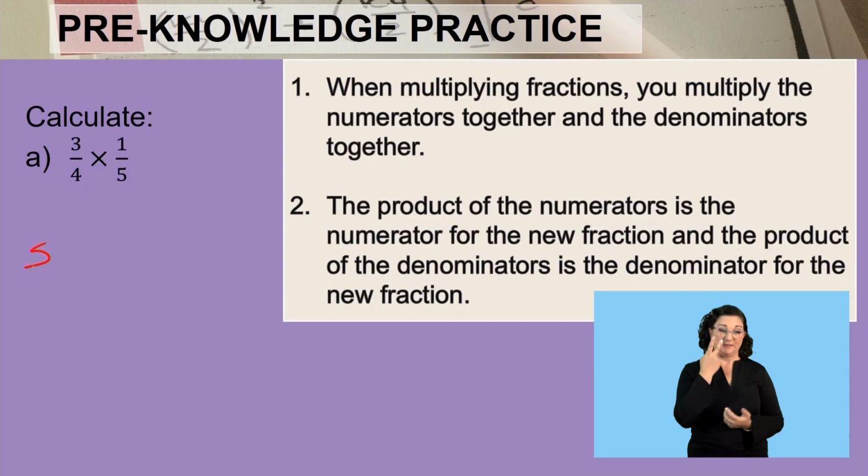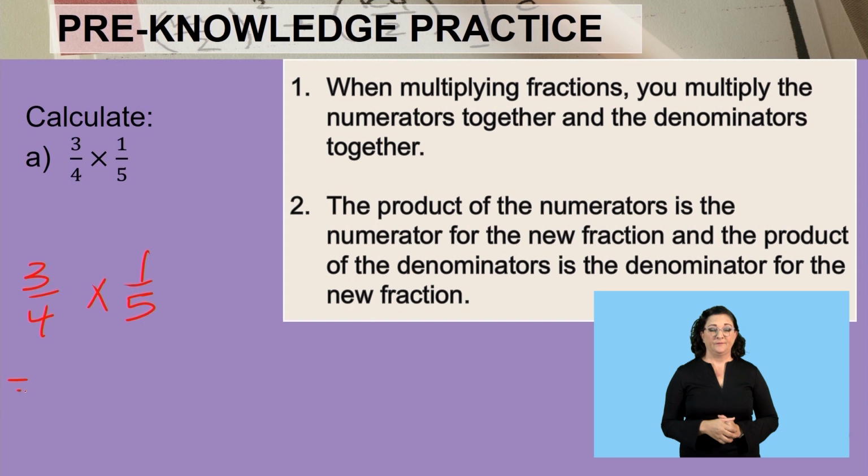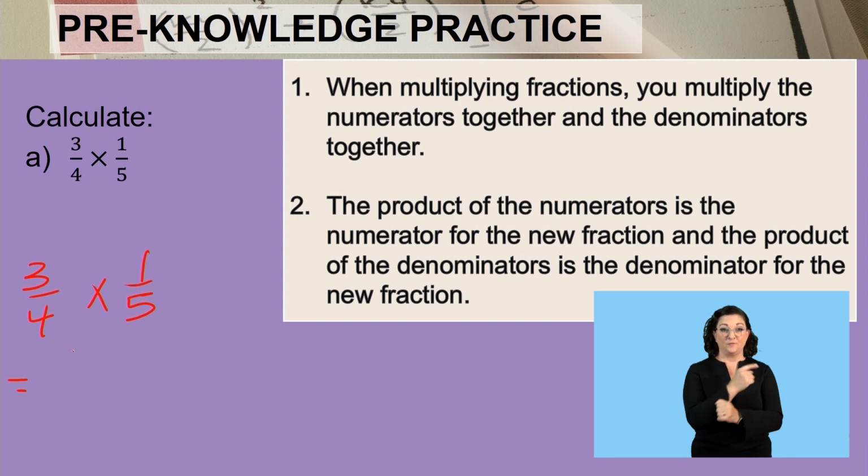Let's look at an example practically as we do it. We have 3/4 multiplied by 1/5. And we said, if we're multiplying fractions, we multiply the numerator with the numerator, so we have 3 times 1, which gives you 3. And we multiply denominators together, so we get 4 times 5, which gives you 20. And your answer there would be 3 out of 20.